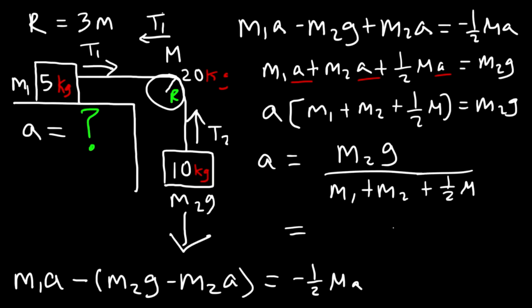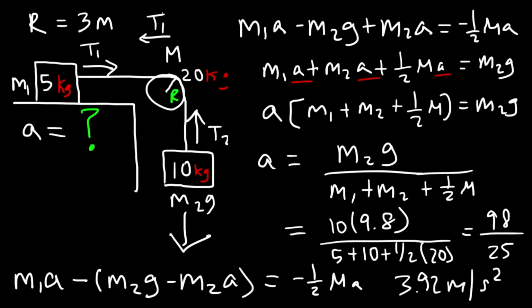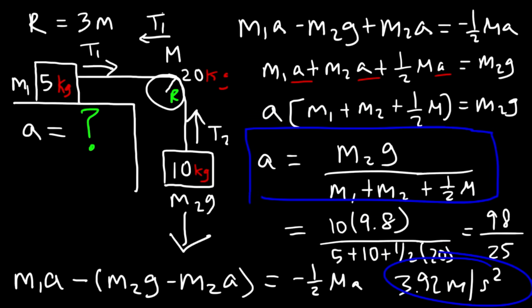So now let's plug everything in. So M2 is 10, G is 9.8. M1 is 5, M2 is 10 plus 1/2 times the mass of the disk, which is 20. So this is going to be 98 divided by 25, just like before. And that's going to give us the same answer of 3.92 meters per second squared. So that's the acceleration of the whole system. So that's how you could find it. So now you have two ways in which you can come up with this equation.